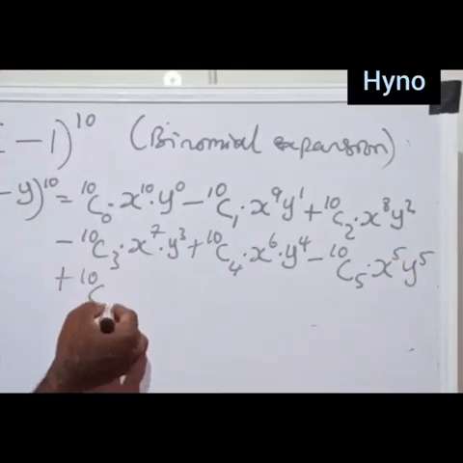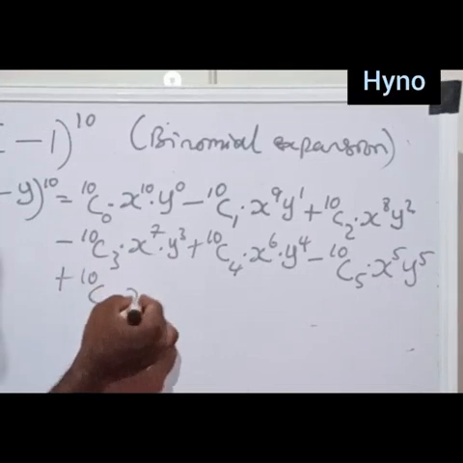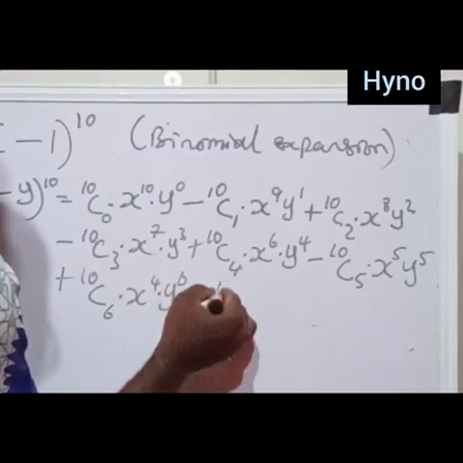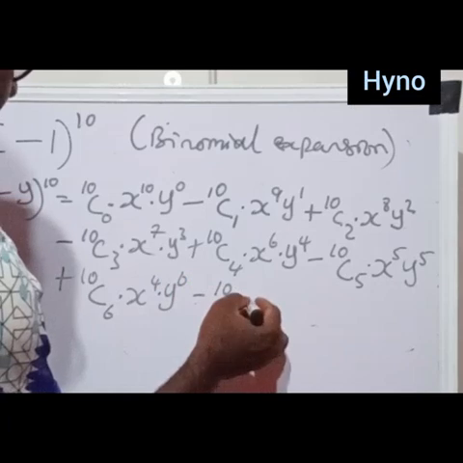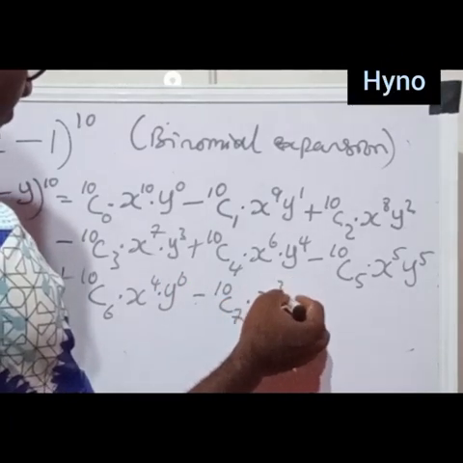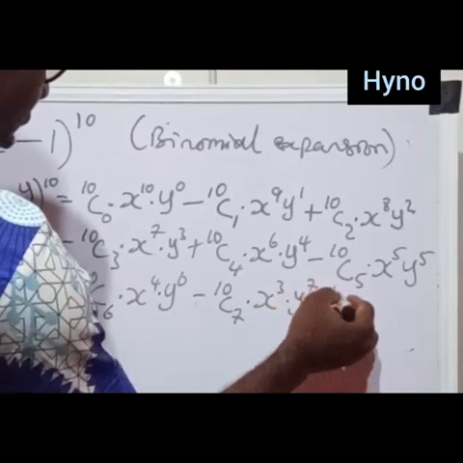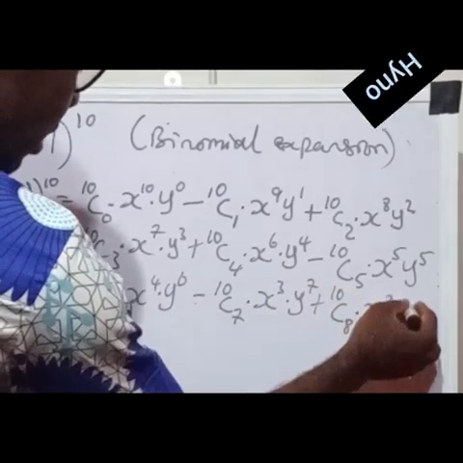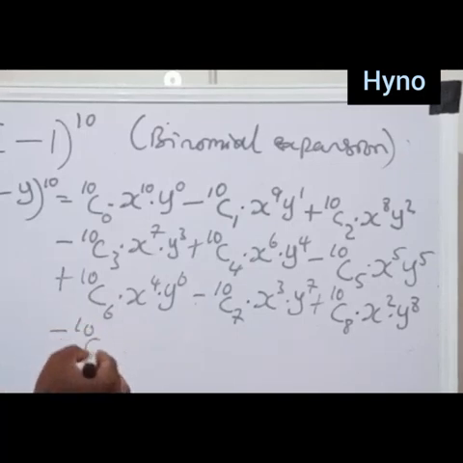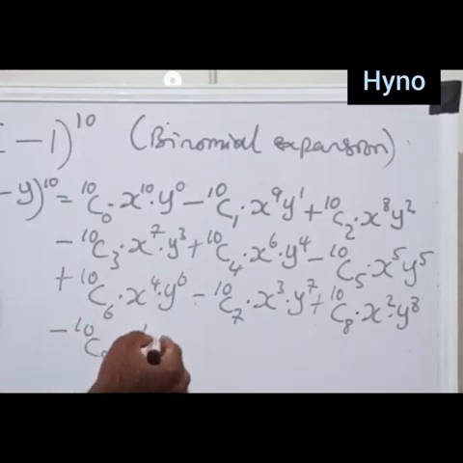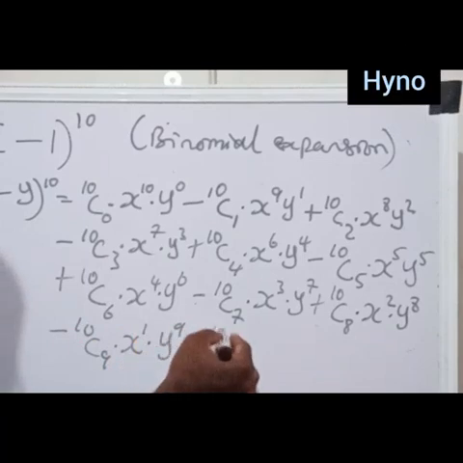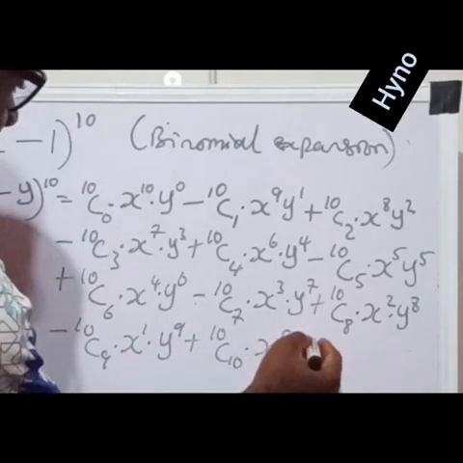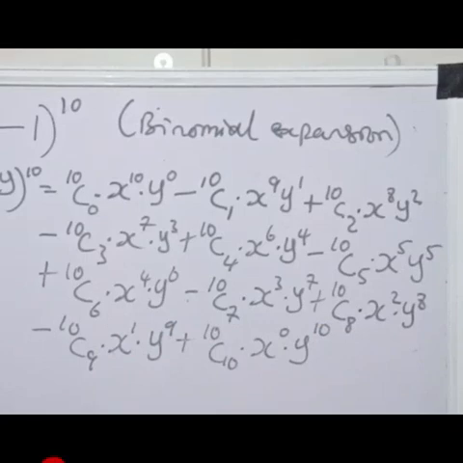Plus 10 combination, this will increase to 6, x will reduce to 4, and y will increase to 6. Minus 10 combination will increase to 7 from 6, times x raised to power will reduce to 3, and then y will increase to 7. Plus 10 combinations 8 from 7 times x raised to power 2, and then y raised to power 8. Minus 10 combination 9, x will reduce to 1, and y will increase to 9. Plus 10 combination 10 from 9 times x will reduce to 0 from 1, and then y will increase from 9 to 10. That is how it is being expanded.